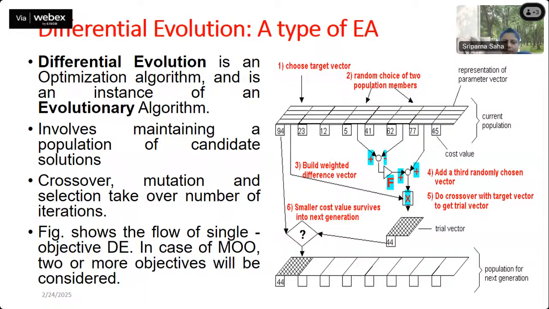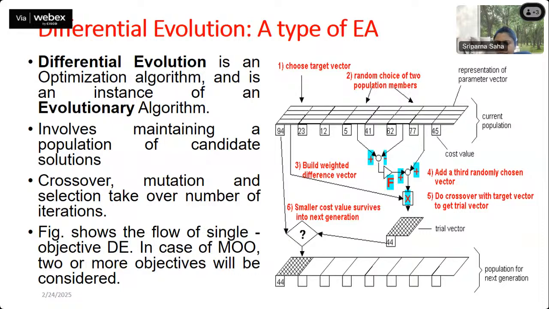Differential evolution is an optimization algorithm and is an instance of an evolutionary algorithm, and it involves maintaining a population of candidate solutions. And we are applying different genetic operators, crossover, mutation, and selection over a number of iterations. Like we are randomly picking two solutions from the population. We are also choosing a target vector, then calculating the weighted difference vector of the two solutions, adding a third randomly chosen vector. Then we are applying the crossover with the target vector to get a trial vector. Then comparing, the smaller cost value survives into the next generation.